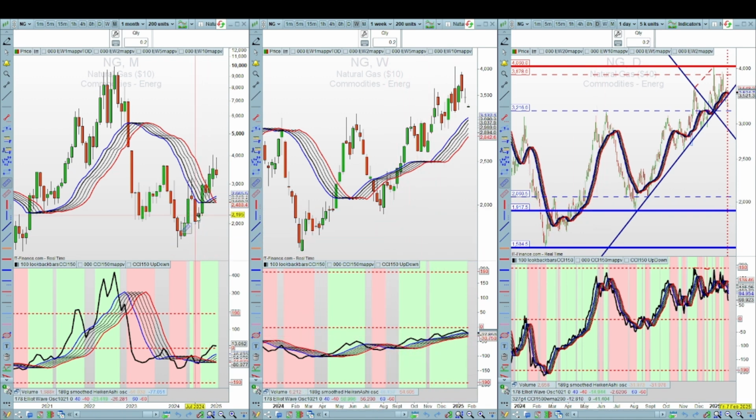So again, in this example, for natural gas on the monthly, it's bullish. Both the CCI and the price are above their respective moving averages. And again, if you're new to the channel, these moving averages are identified in the description below for those video references. The monthly is bullish.